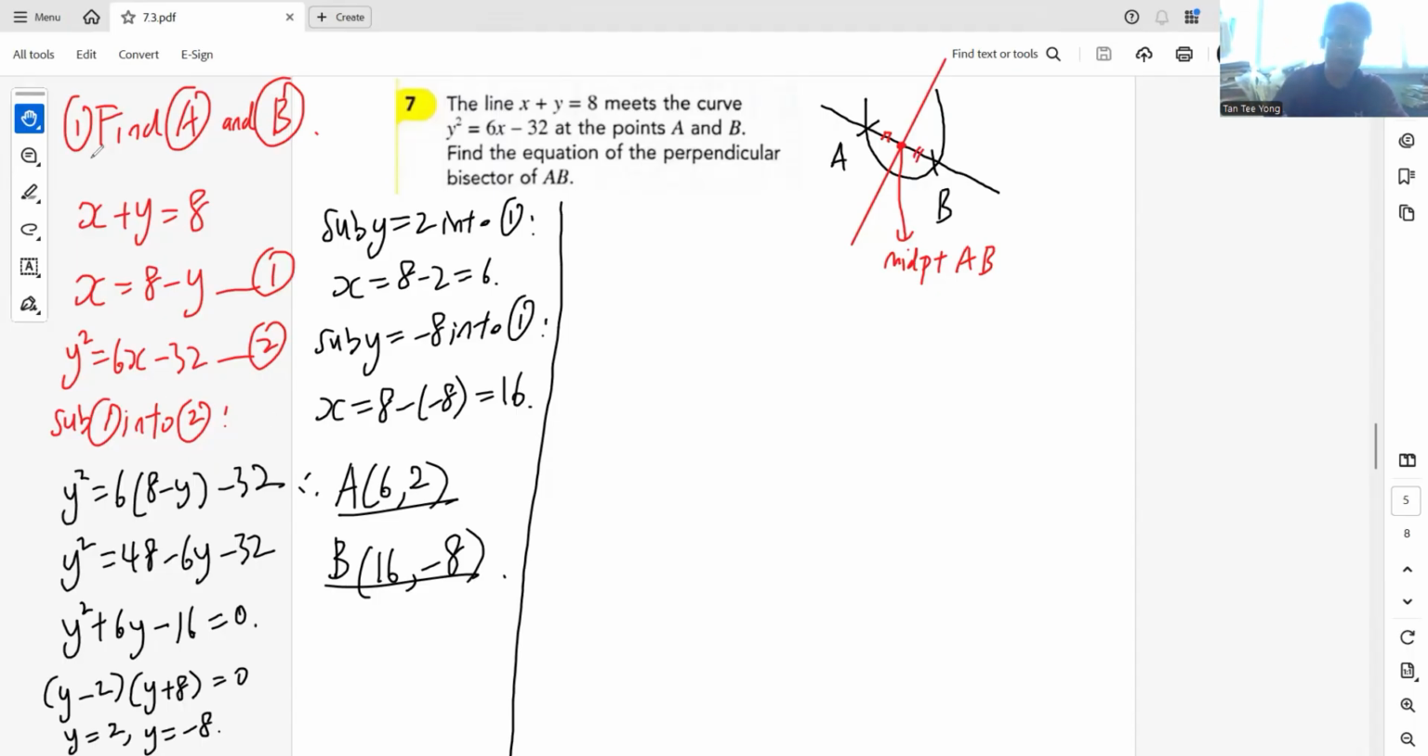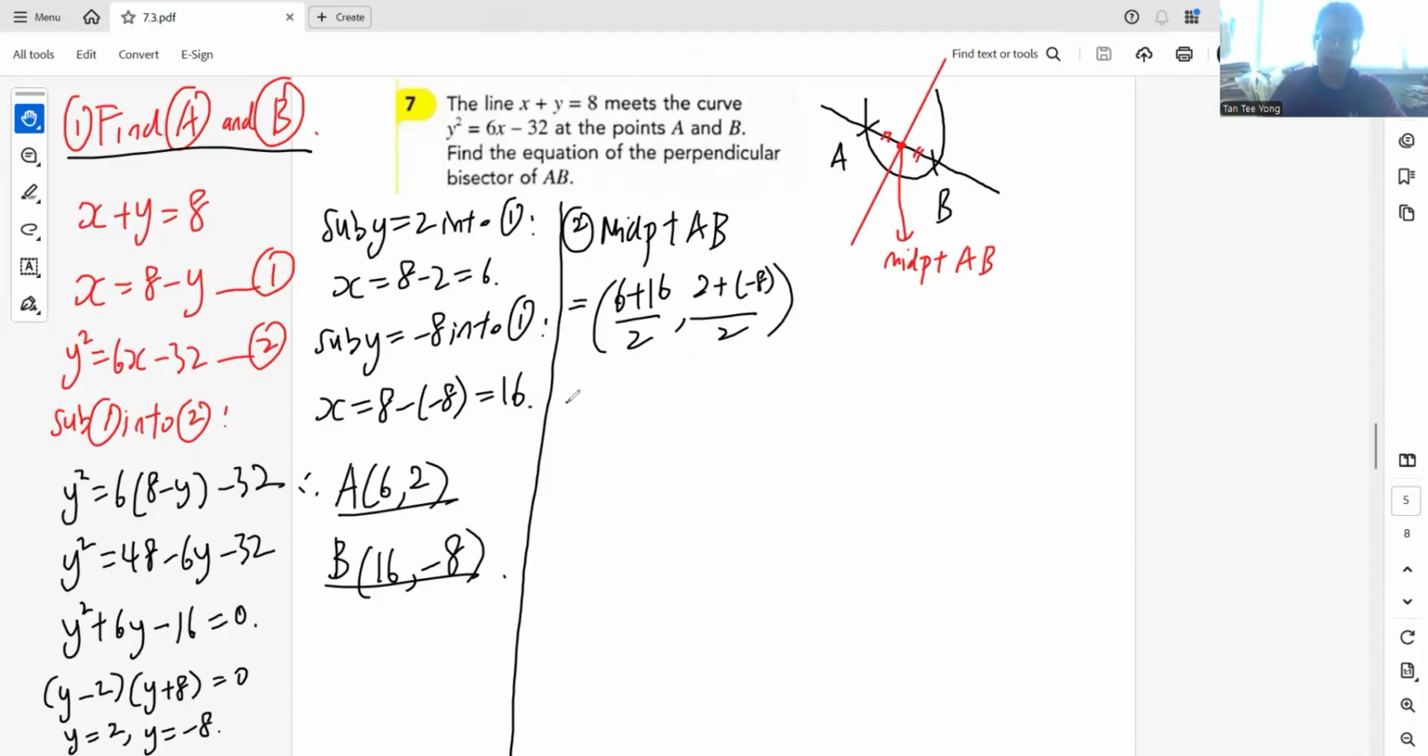So this is number 1. Number 1 is find A and B. Then number 2, you need to find the midpoint of AB. So same thing, ((6 plus 16) over 2, (2 plus negative 8) over 2). So this is actually (11, negative 3). The midpoint here is (11, negative 3).